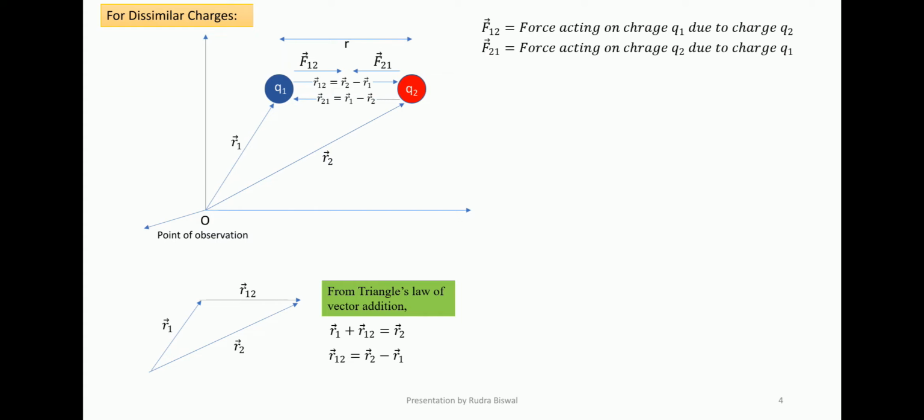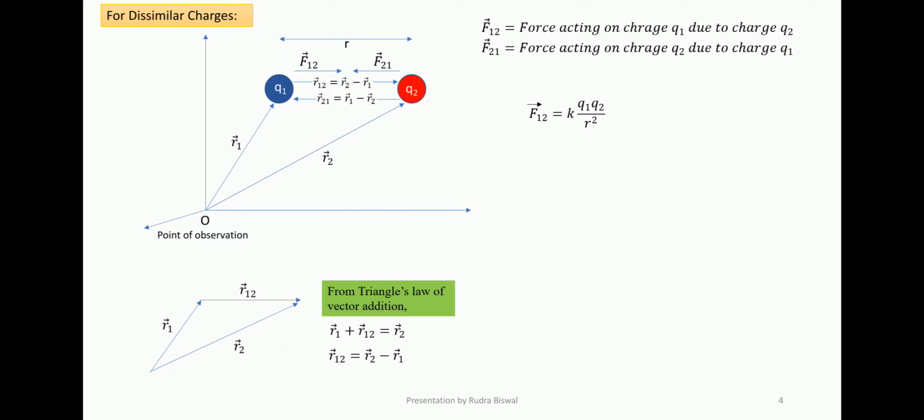Now let's use Coulomb's law to write the force acting on charge q1 due to charge q2, that is F12 is equal to k q1 into q2 divided by r square. As you can see here, we have written the force in magnitude form, but we are considering the vector form. So let's assign a vector sign over the force.